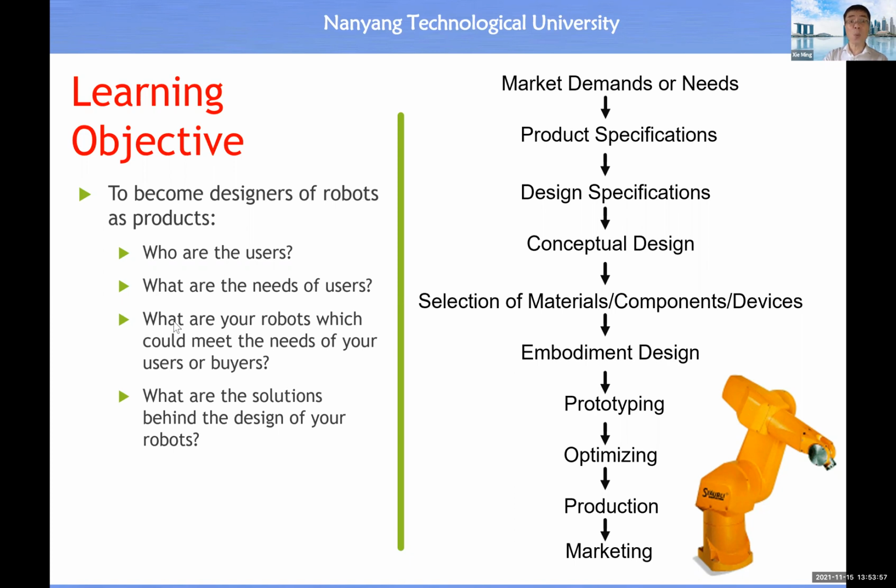Question number three, what are your robot which could meet the need of your user or buyer? Question number four, what are the solutions behind the design of your robot? All right. For the answer to the first two questions, you are totally free to provide your own answer, because in future, different students will work in different industry. So it is difficult for us to have a common answer to the first two questions, okay?